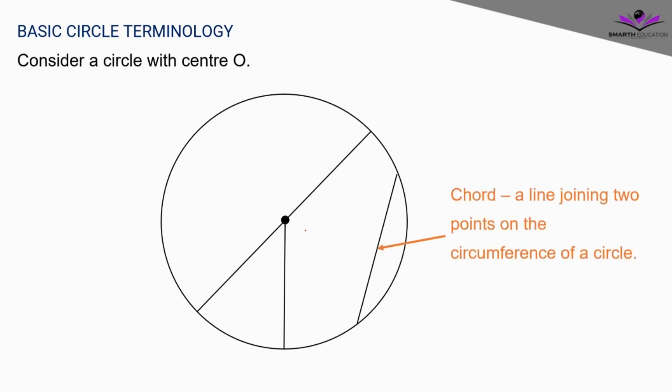Chord. What is a chord? A chord is a line joining 2 points on the circumference of the circle. Like this is the chord here. If I may ask, is a diameter a chord? Because it joins 2 points on the circumference of a circle. So you can say yes, a diameter is a chord. It's a special type of chord because it divides the circle into 2 equal parts. It goes from circumference through the center to circumference. So a diameter is also a chord. This is the chord, a line joining 2 points on the circumference of a circle.